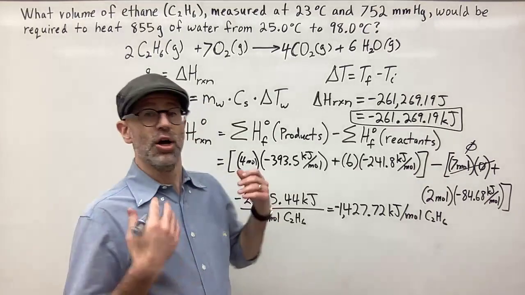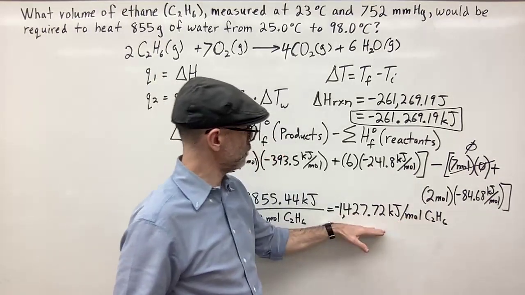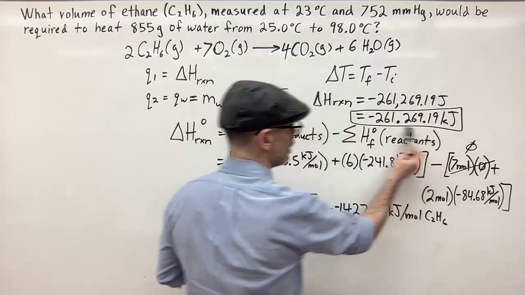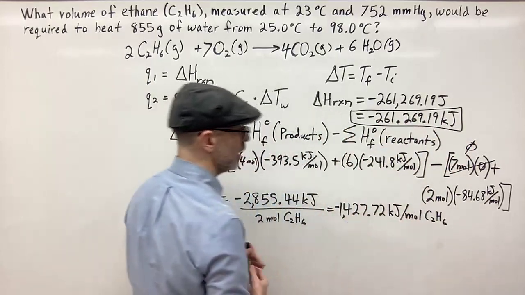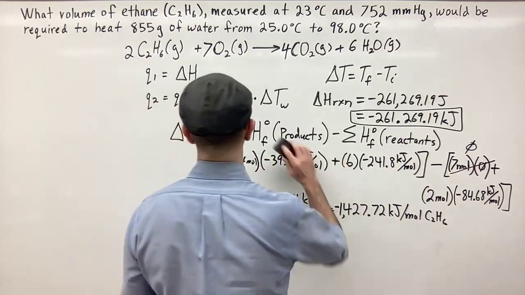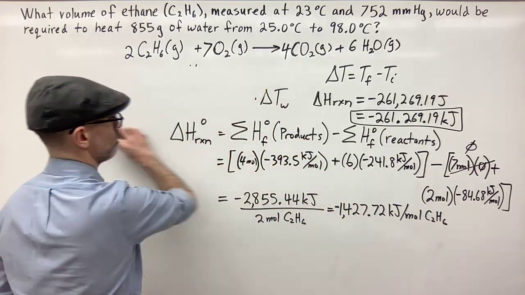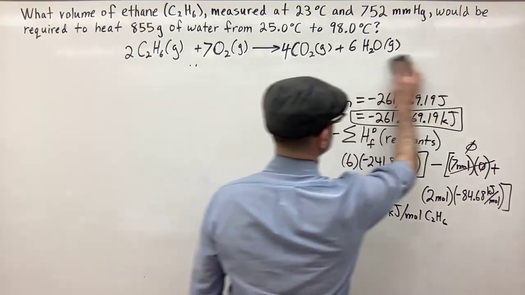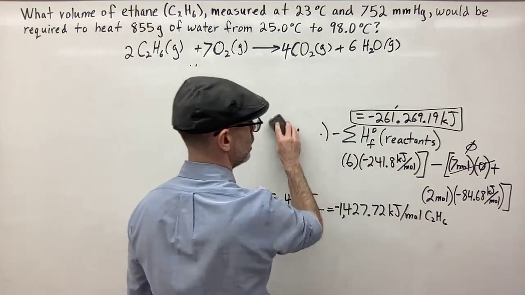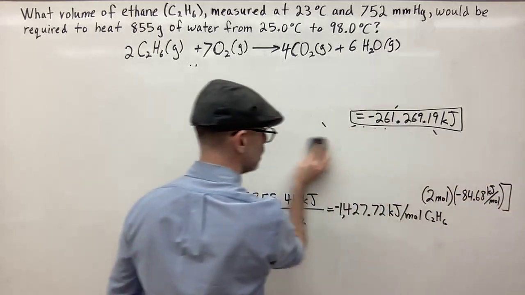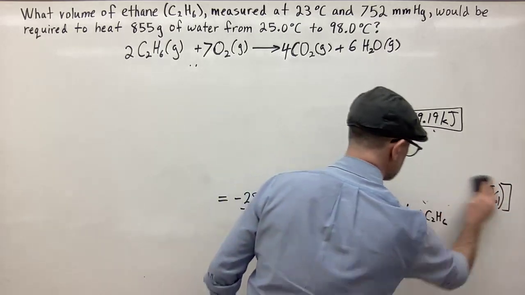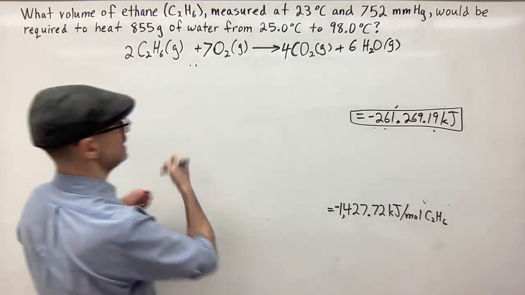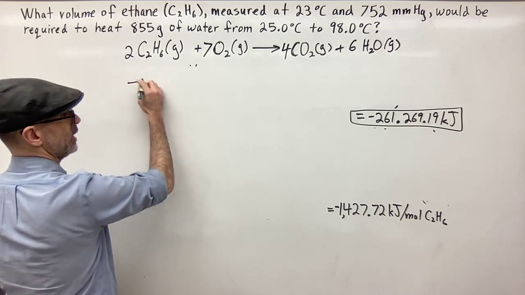Sorry about that. So now we can use this as a conversion factor. I can use this to convert this amount of kilojoules into moles of the ethane. So let's go ahead and do that. I'm going to erase all of this now because I don't need it.